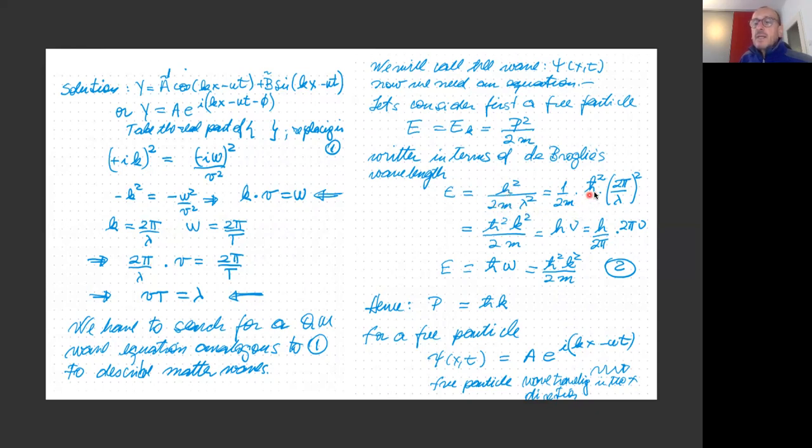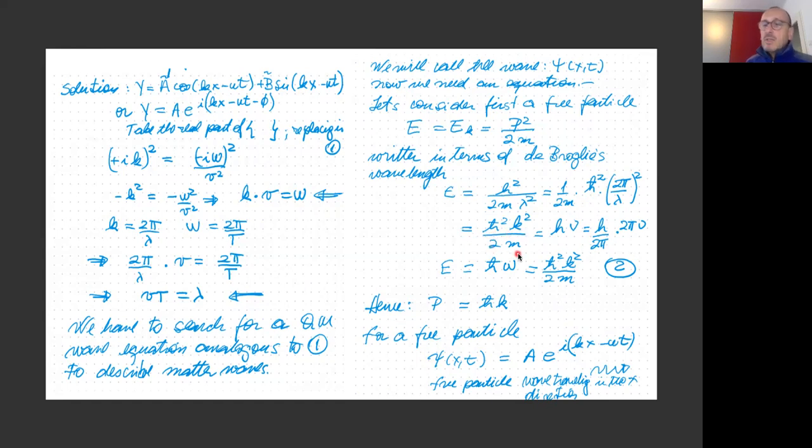Then what I do next, I multiply and divide by 2 pi, because this number is going to come up all over the place again. So h divided by 2 pi squared is h bar squared. That's what the bar shows here. h bar is equal to h divided by 2 pi. We have discussed that before. And here we have 2 pi divided by lambda. But 2 pi divided by lambda, what is that? That is k squared. So I can write the energy as h bar squared k squared divided by 2m.